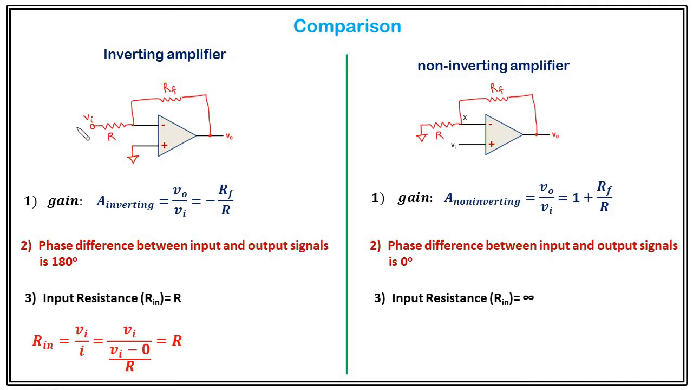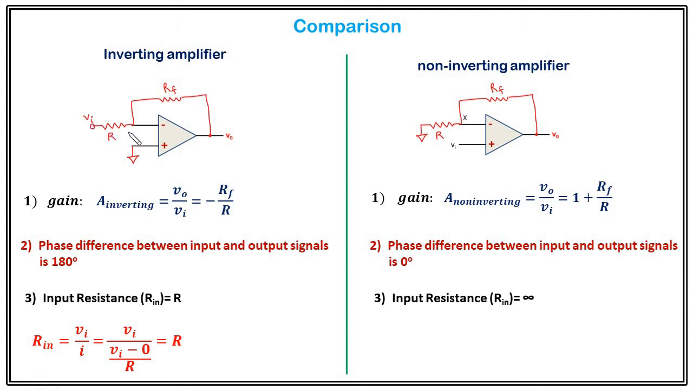Third and most important one is input resistance, or you can say input impedance. In the case of inverting amplifier, input resistance will be the same as this resistance R. How? If you want to calculate R input, then it will be V input at this point divided by current through this resistance. So VI upon I, that will be the input resistance. Now current through this resistance R is nothing but the voltage difference across it upon this resistance R.